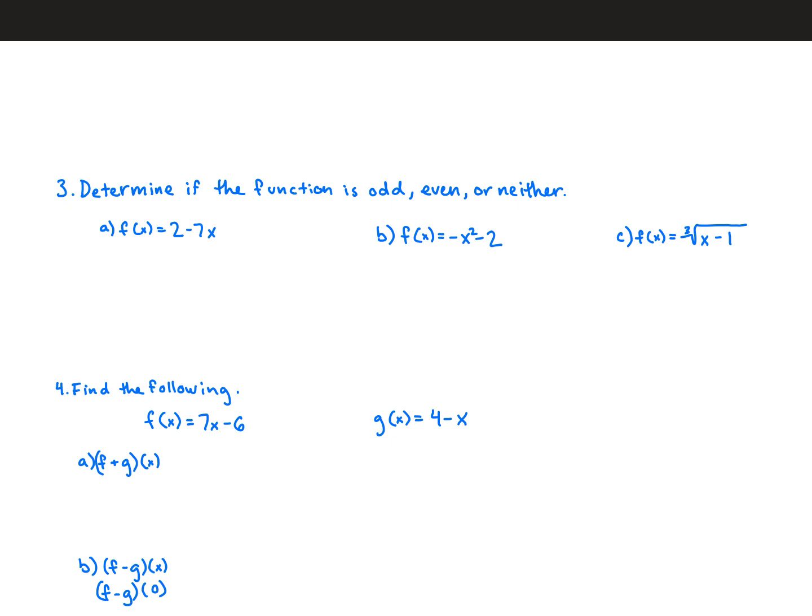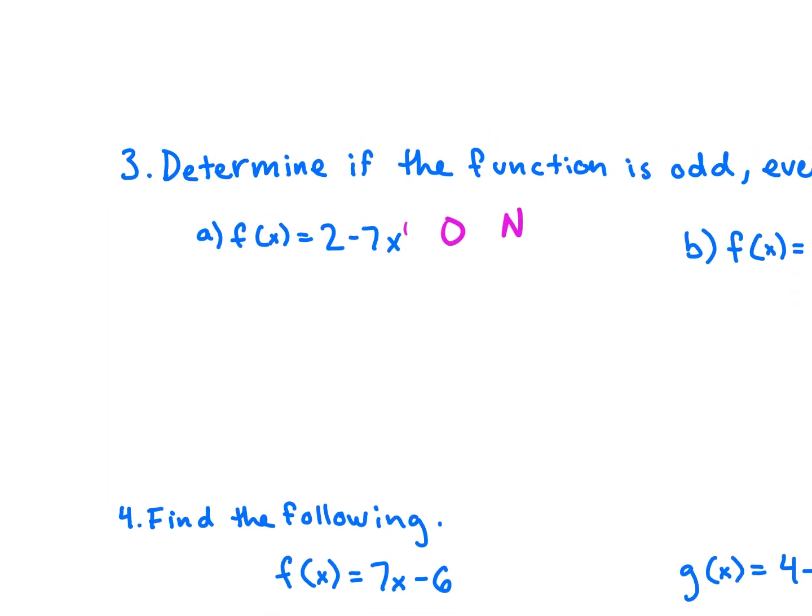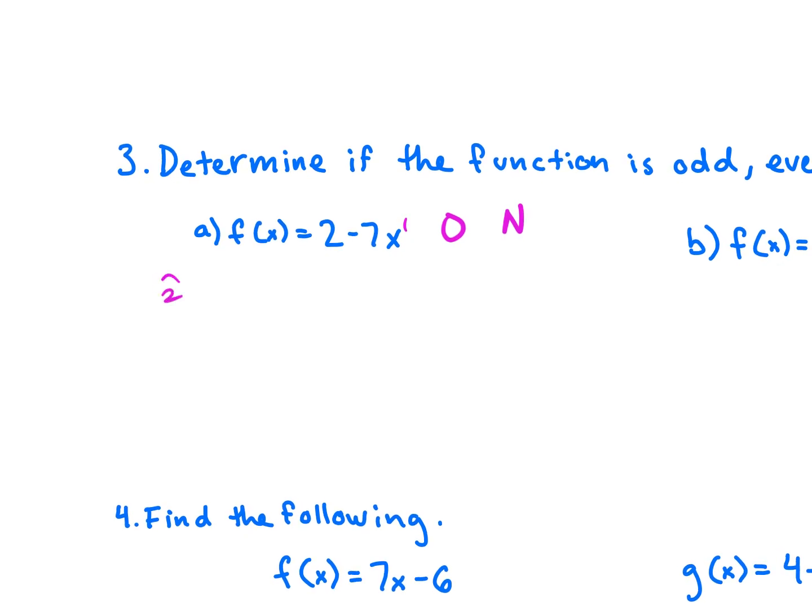Okay, so let's first look at our exponent here for letter A. What is the highest exponent you see? 1. What kind of a number is 1? It's odd. So my function here is either odd or neither. Agreed? So what number do you want to plug in? 2, negative 2? That's fine. So get your problem set up so you can show me all of your work.